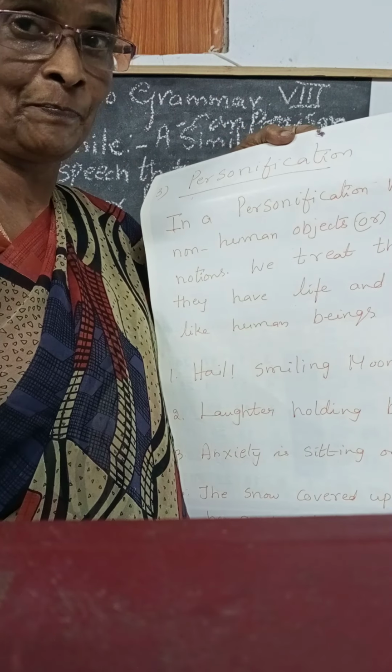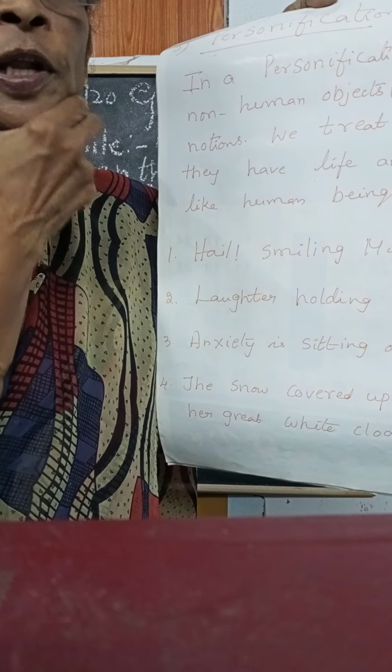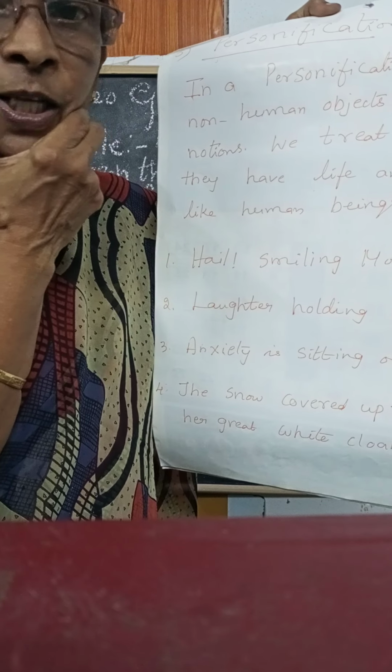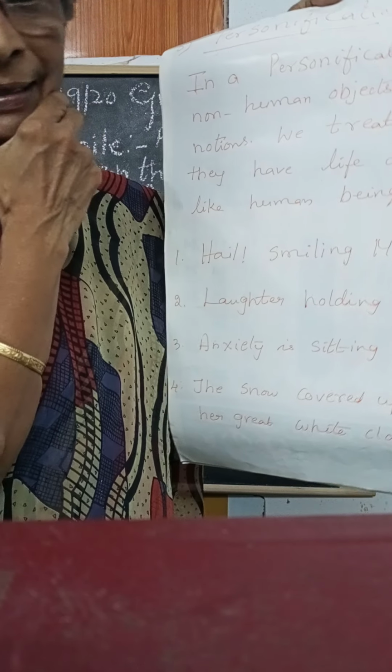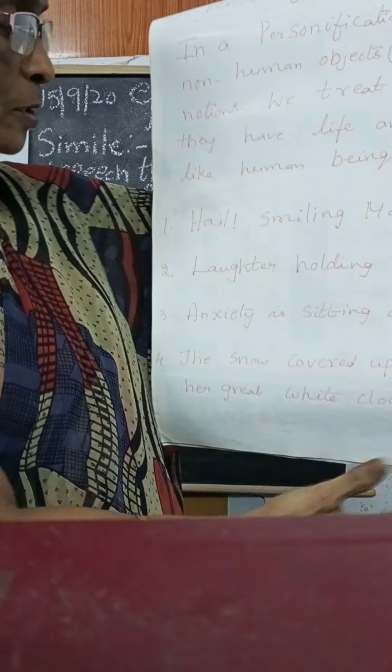For example, "Hey, smiling moon." The moon is going to smile? But here, they are treating the moon as a human being, as if it has a life. Second one, "Laughter, holding both her sides." Laughter holding both sides. Is this possible? No, we compared like that. So that is known as personification.